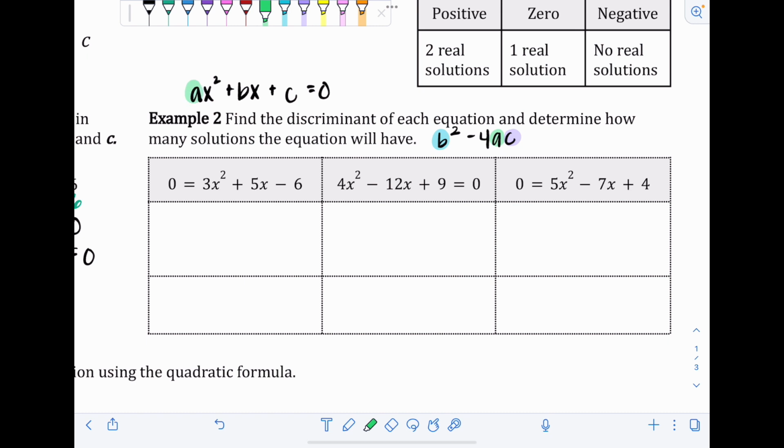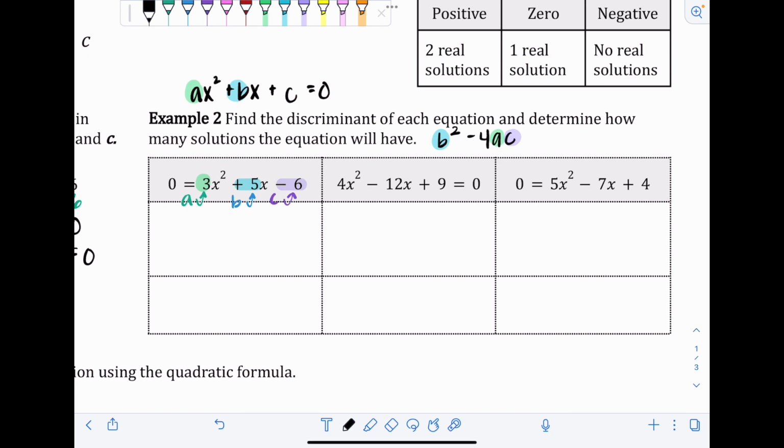So a is always the coefficient of x squared. So in this problem, a would be 3. B is always the coefficient of x. So in this case, b would be positive 5 since it's a plus 5x. And then c is always the constant term. So c would be a negative 6.